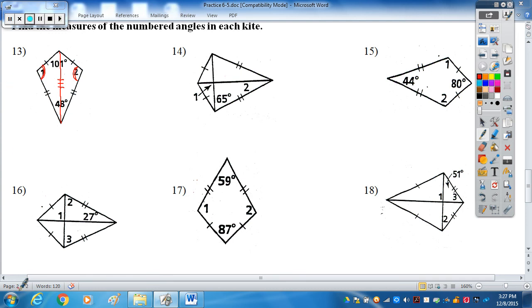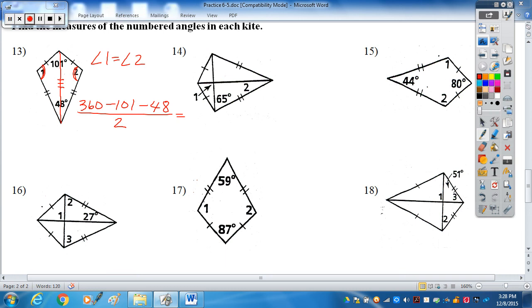So in order to figure out what the measure of angles 1 and 2 are going to be, like I said, there's 2 different things you can do. You can go ahead and do either 360, the sum of all those angles within that quadrilateral, minus 101, minus 48. So we're subtracting out everything that we have, and then dividing that difference by 2 because both angles are the same measure. Okay? And that will give you the measures of angles 1 and 2.